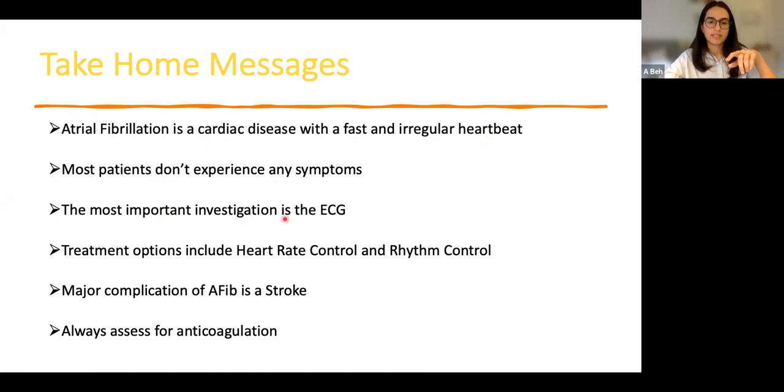The most important investigation is the ECG. Like you already said, we should always check for the P wave and for the different RR intervals in the ECG, very important. And then the treatment options include the heart rate control, where we try to suppress the patient's heartbeat, and the rhythm control, where we try to restore the patient's sinus rhythm, and we usually do this electrically. And the major complication of atrial fibrillation is a stroke. We always want to avoid patients having a stroke, and this is why we always assess for anticoagulation in patients who have atrial fibrillation.